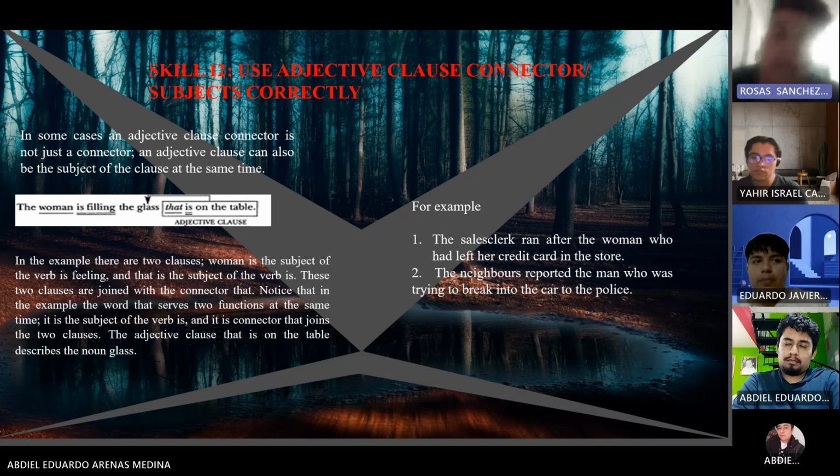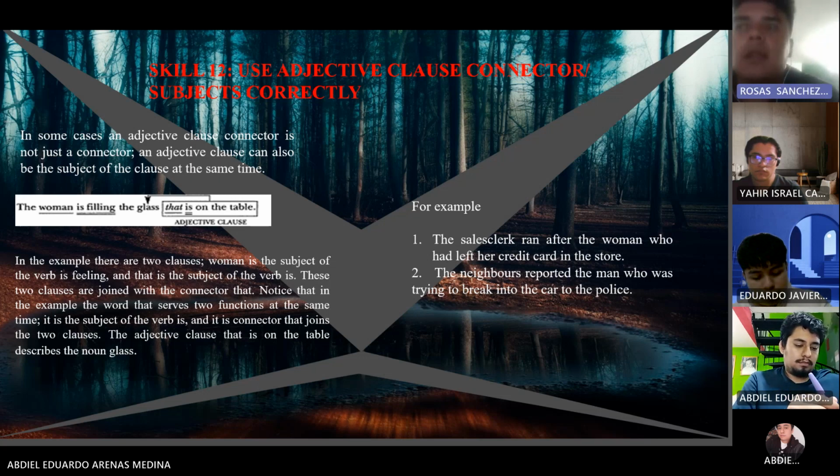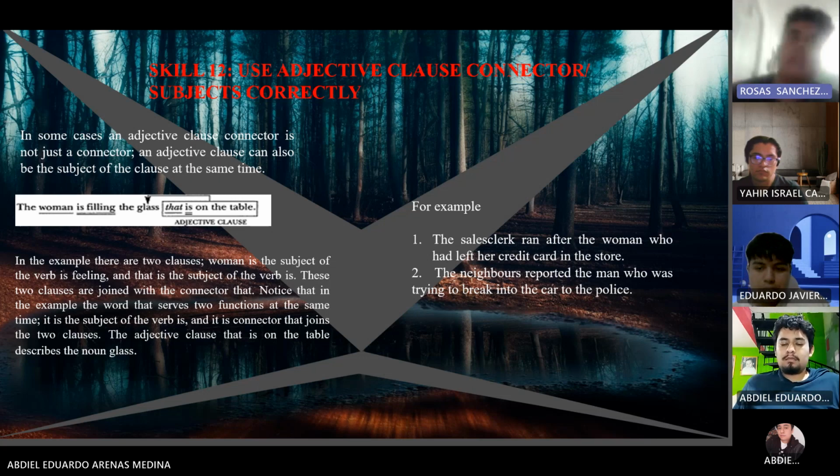Example one: the secretary ran after the woman who had left her credit card in the store. And two: the neighbor reported the man who was trying to break into the car to the police.